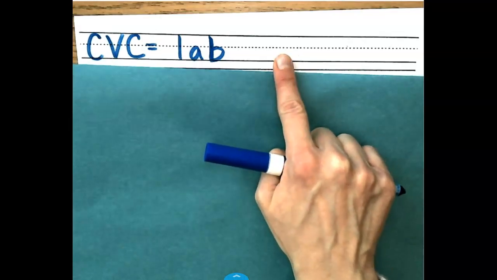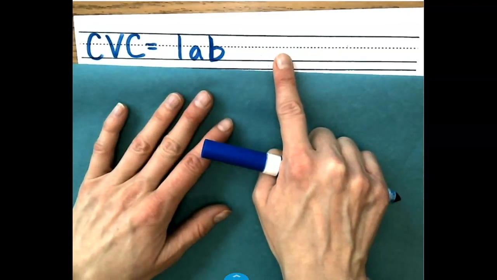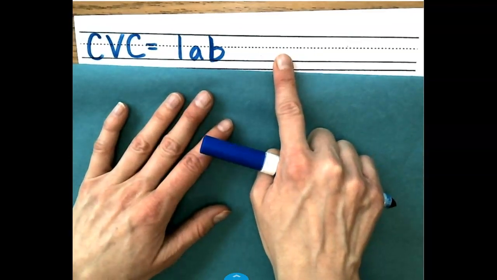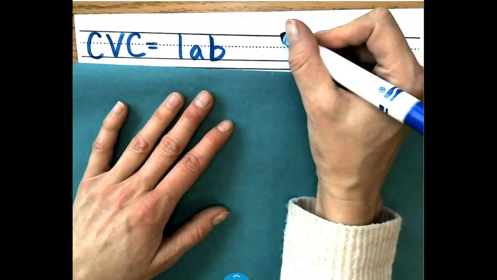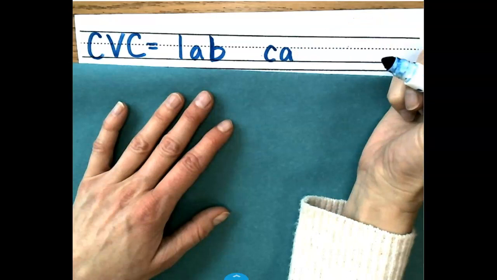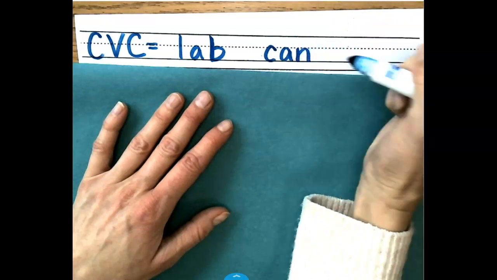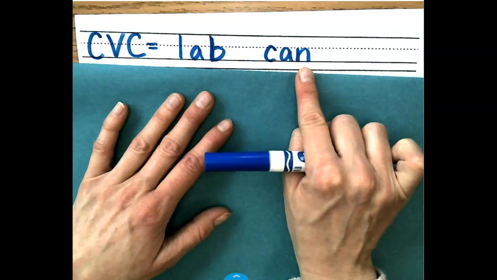Right here, write the word can. Can. Say the sounds and write the word. Can. I'm going to say the sounds as I write. K is a C, A is an A, and N is an N. Can. Check that yours looks like mine.